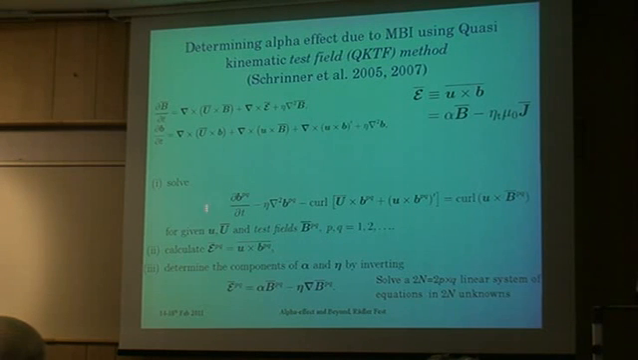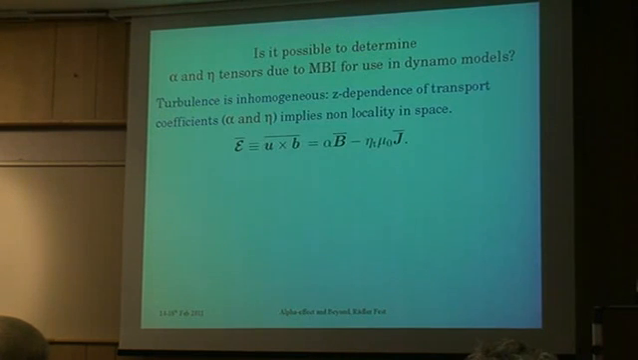So here in the equation for little b, we replace the mean field on the right hand side by test fields. So test fields are to MHD what test charges are to electrostatic fields. Then we calculate the test EMF. Then we invert this algebraic equation, the linear system of this equation, to get our unknowns alpha and eta from it. But there are slight complications.